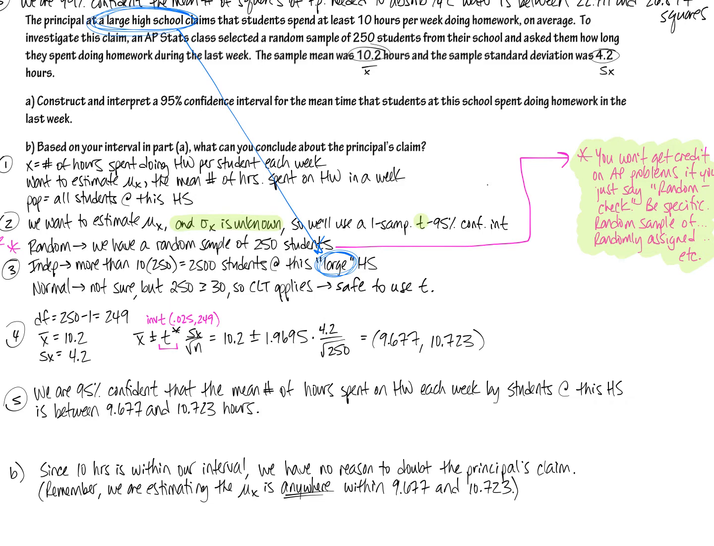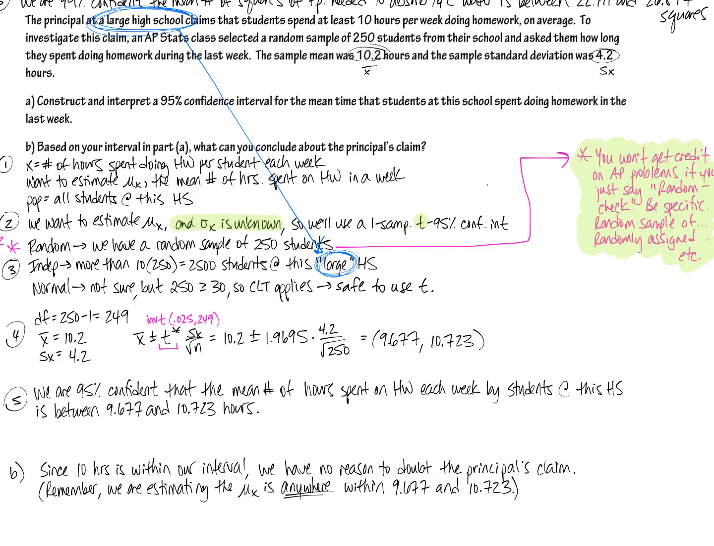To be a little bit more specific than that, remember an AP exam is a chance to show off all the knowledge that you have and be super professional and eloquent in your writing. So we have a random sample of 250 students is better than just saying random check. Okay, independence condition, remember that's the sampling without replacement condition.